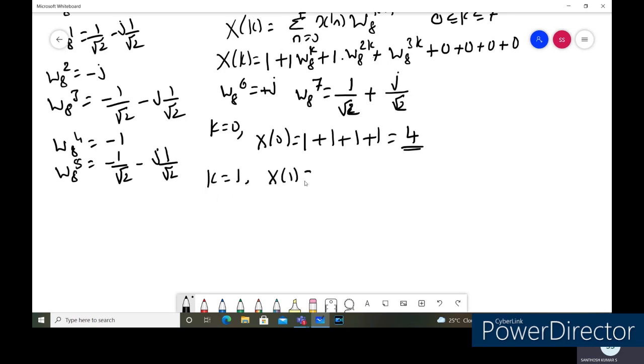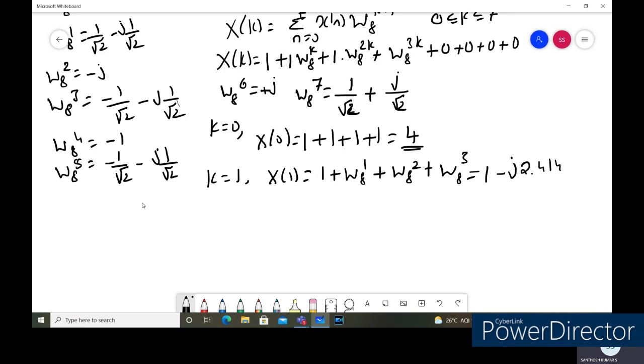So x of 1 is equal to 1 plus omega e to the power of 1 plus omega e to the power of 2 plus omega e to the power of 3. If you substitute these values and simplify, omega e to the power of 1 we already calculated, the values for the Twiddle factor are here. Omega e to the power of 2 is minus j and omega e to the power of 3 is minus 1 by root 2, and minus j into 1 by root 2 is here. So if I substitute all those values, x of 1 will become 1 minus j into 2.414.